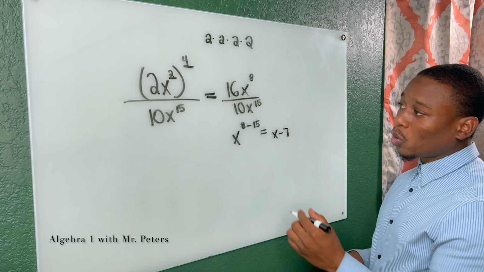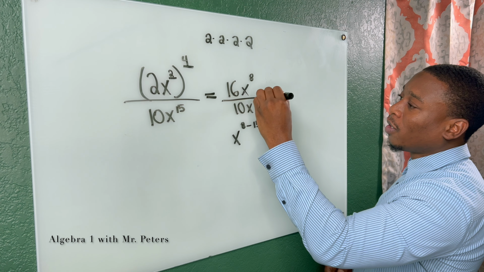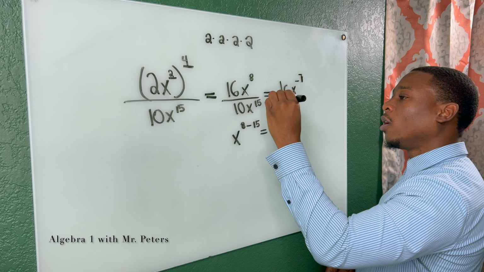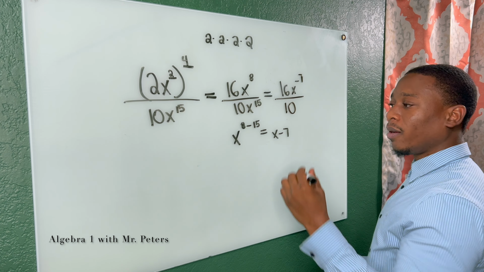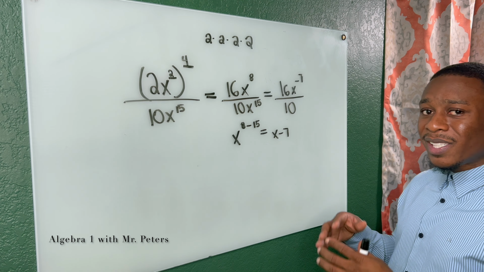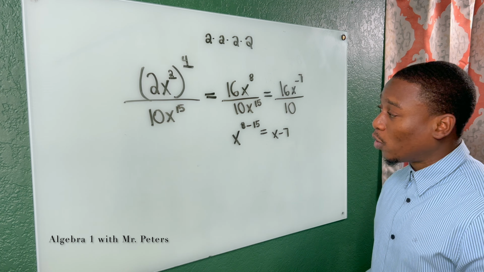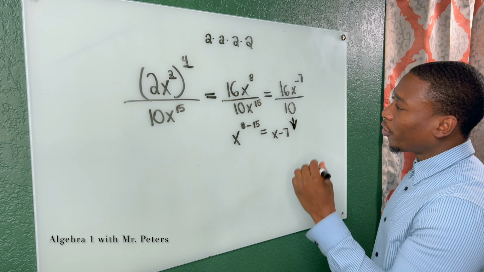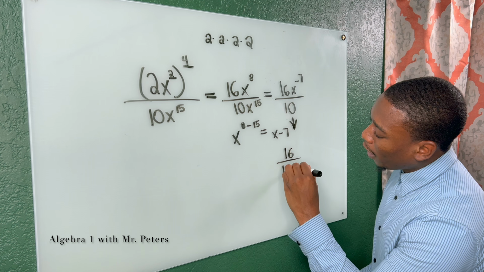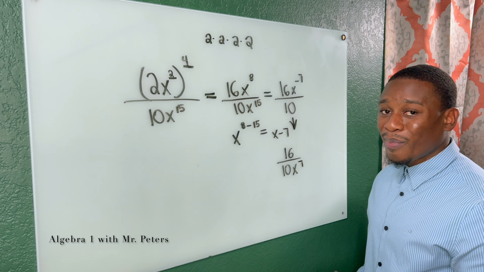So what I'm going to do is now rewrite this. So we have 16x to the negative 7 all over 10, right? We took care of our exponents. Now, next thing I want to do is take care of my negative exponent. So once we go down here, we'll have 16 all over 10x to the positive 7 power.